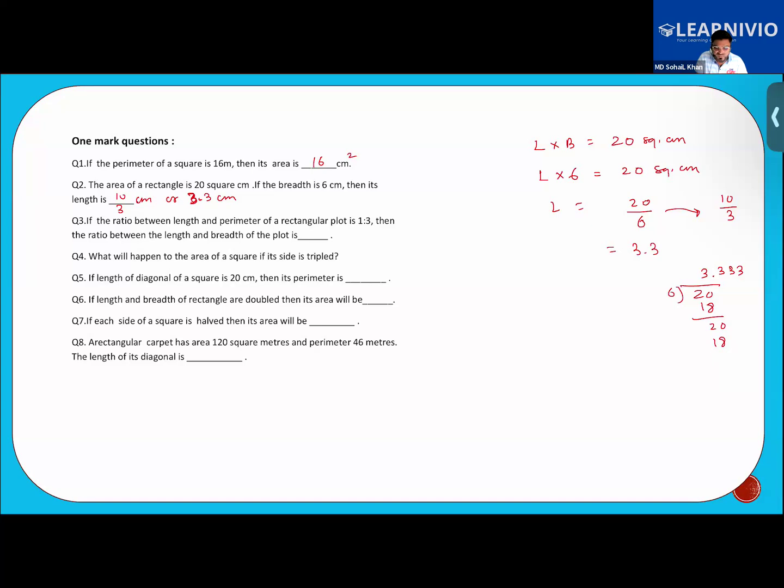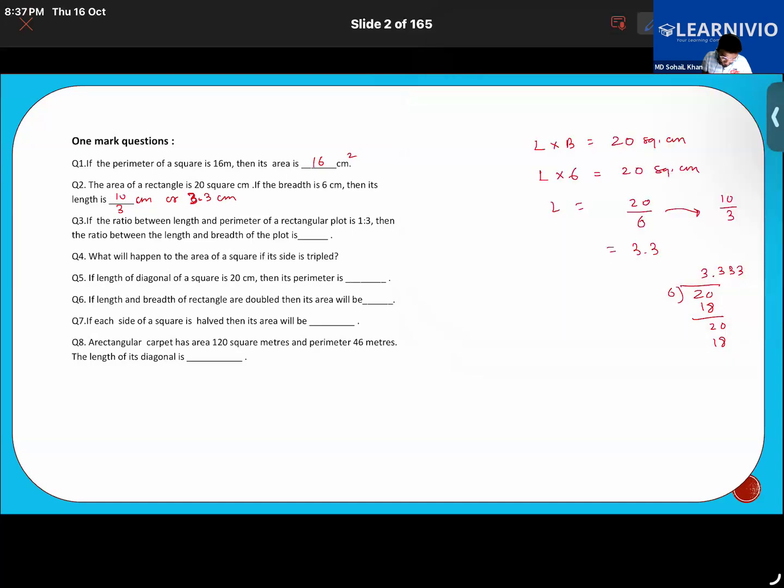You can skip the third question. It's a ratio based question, so that is not there in the sixth class. We can try the fourth question: what will happen to the area of a square if its side is tripled? It's a bit interesting question actually. Suppose this is the length of the side, and we call it L. What will happen to the area of this square if its side is tripled, meaning this becomes 3L.